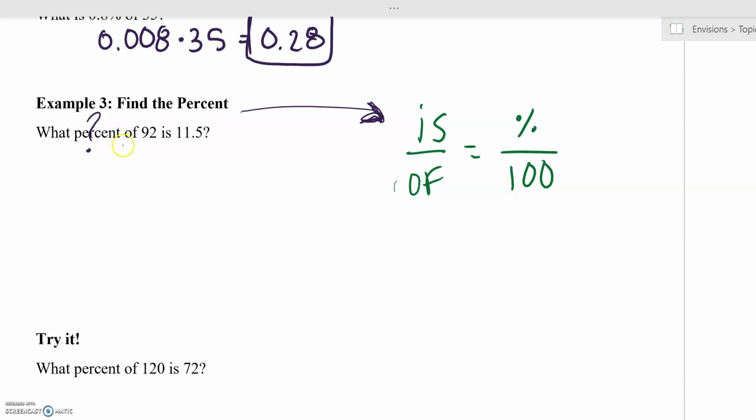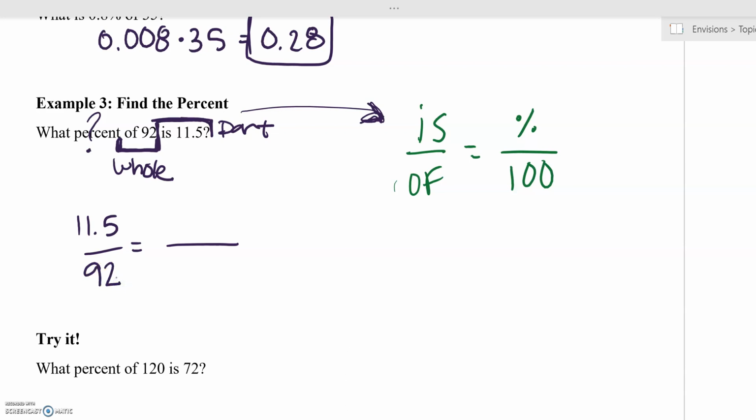So this is where those words "is" and "of" really come into play. So this is saying "of 92." So that's saying this is a whole. And this is saying "is" 11.5. And this is my part. Okay, so if I set up my proportion here, I have 11.5 over 92 because this is my part over whole, is over of. I have 100 and I don't know the percent. That is my question mark. That's what I do not know.